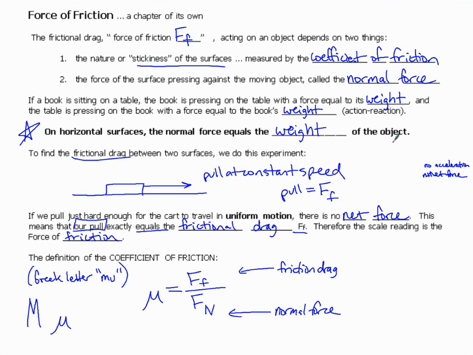And what about some units? So let's talk about units. What are the units? So if we were looking for mu, my force of friction, the frictional drag, has units of newtons, and my normal force has units of newtons. It has no units. Units, none.